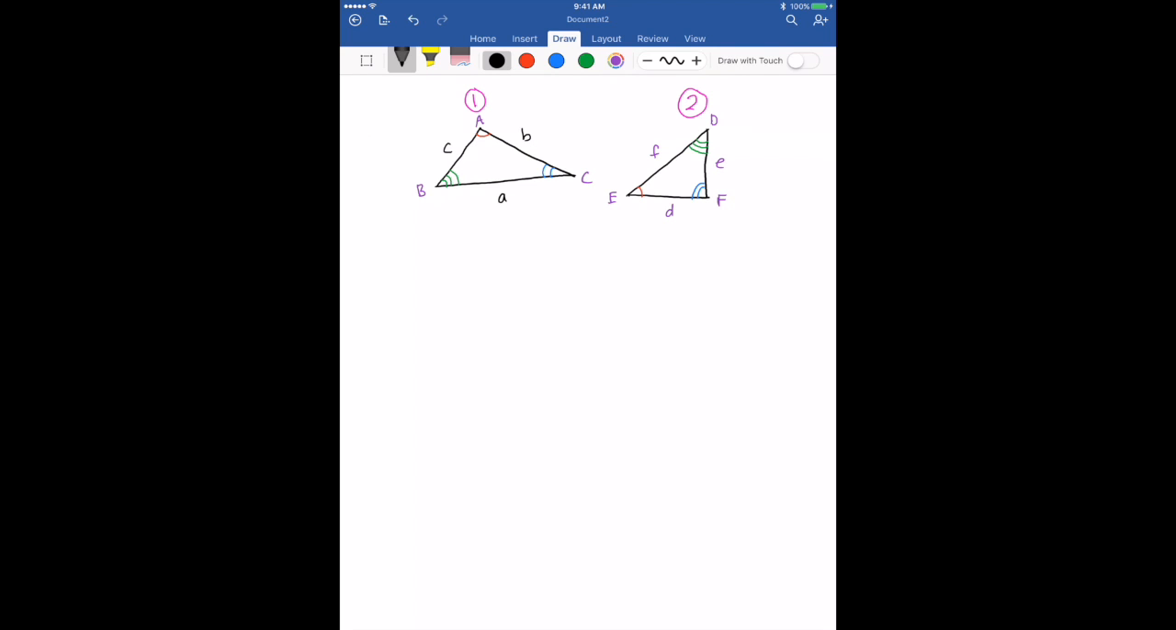Now, in triangle 1, side AB over side BC is going to be equal to the ratio of the corresponding sides of triangle 2. Side AB connects the red angle and the green angle in triangle 1. In triangle 2, the red angle and the green angle are connected by side ED. BC in triangle 1 connects the blue angle and the green angle. The blue angle and the green angle in triangle 2 are connected by DF.